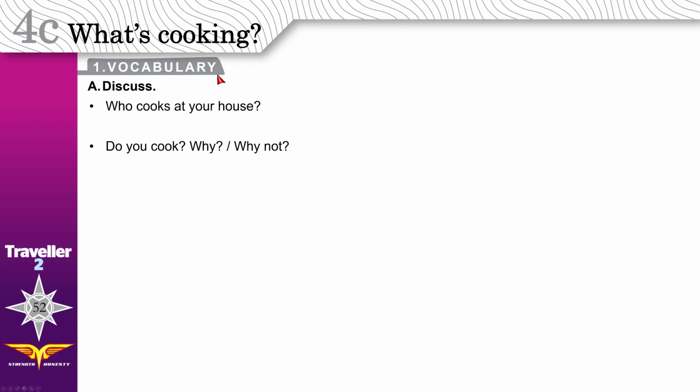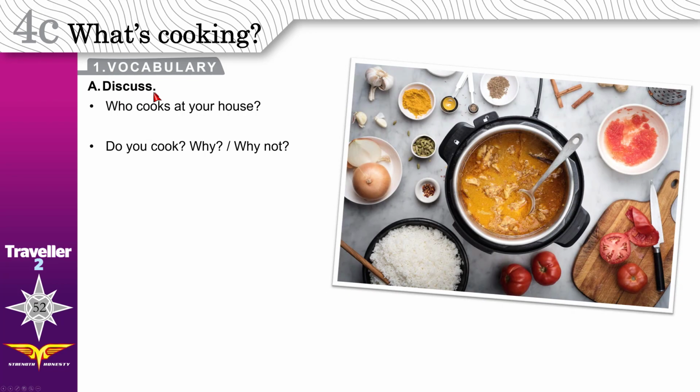1. Vocabulary. A. Discuss. Who cooks at your house? Usually, the mother is the one who cooks. In some houses, the maid. They have a maid. Maid is usually a woman that you hire and you pay money to clean the house and cook your food.